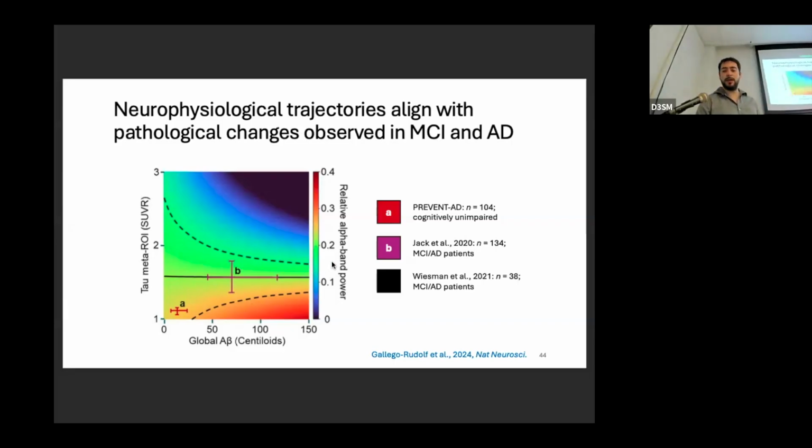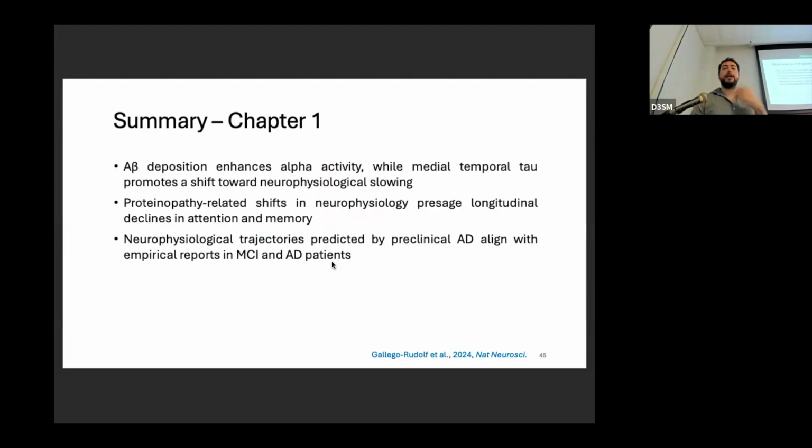So basically, we see that the predictions of our model conducted in the preclinical stage align well with the magnitude of the slowing effect that we actually see in patients in the later disease stages. So in summary, amyloid deposition enhances alpha activity, which might be considered a proxy of neuronal hyperactivity, while medial temporal tau deposition promotes a shift towards slowing of brain activity. These proteinopathy-related shifts are associated with longitudinal cognitive decline in attention and memory, and are well aligned, as I just showed, with empirical reports coming from MCI and AD patients.